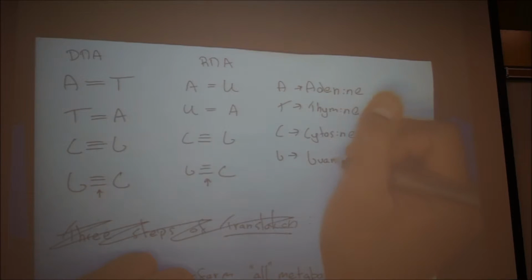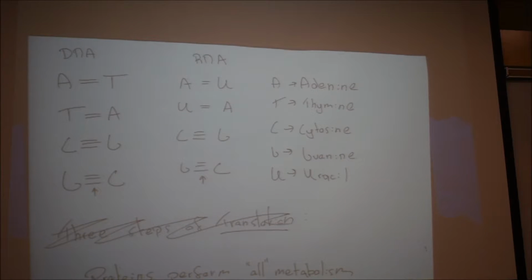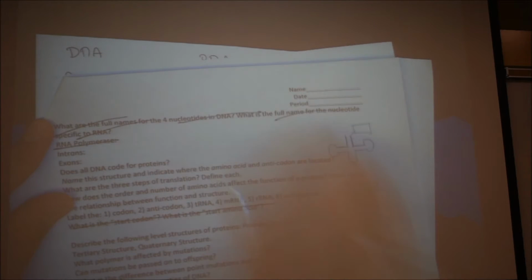And then for RNA, that U is going to be called uracil. That's correct. Okay, cool. So we've gone over that. And we know what RNA polymerase does, so that's good. We're going to go down the line, right? We talked about RNA polymerase.